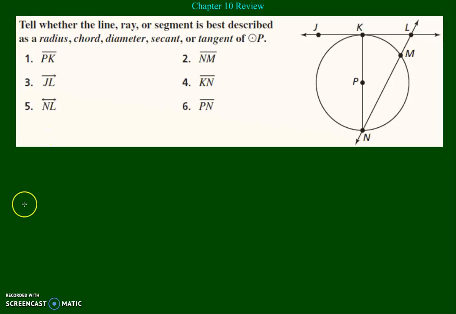Number 1. PK, that's segment PK. Segment PK goes from the center to a point on the circle. That's the definition of a radius. Two, segment NM. Segment NM is a segment that has its endpoints on the circle. That is the definition of a chord.